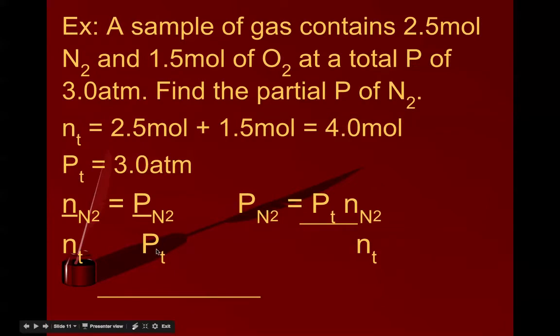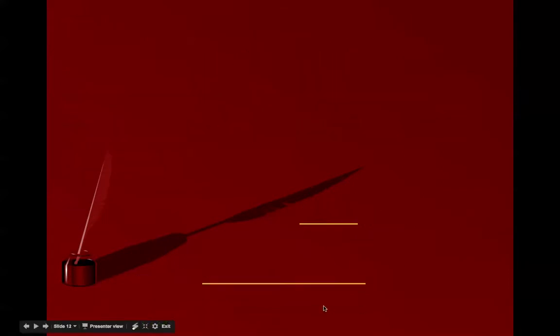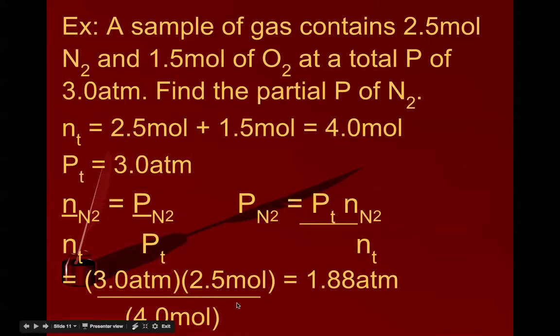Okay, doing the algebra there, if we multiply both sides by PT, we're going to get this equation here. Plug in your values, and you're going to get, please forgive the sig figs, you should probably have 2 here, 1.9 atmospheres. Now, here's the deal. Oh, and oops, moles, of course, would cancel.